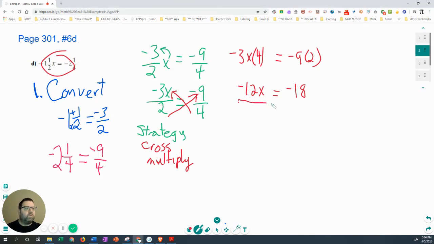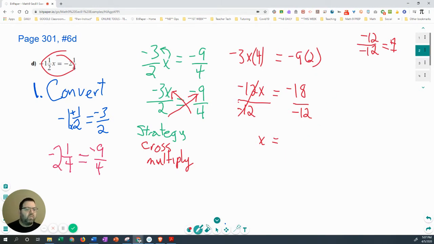Now, if it's -12 times x, what's the inverse operation of multiplication? It's division. So to get rid of this -12, we're going to divide both sides by -12. And of course, that does not cancel to 0. -12 over -12 is equal to a +1, which is what we want. We want the x to have a coefficient, which we leave invisible, as a +1. And -18, well, we know a negative divided by a negative is a positive.